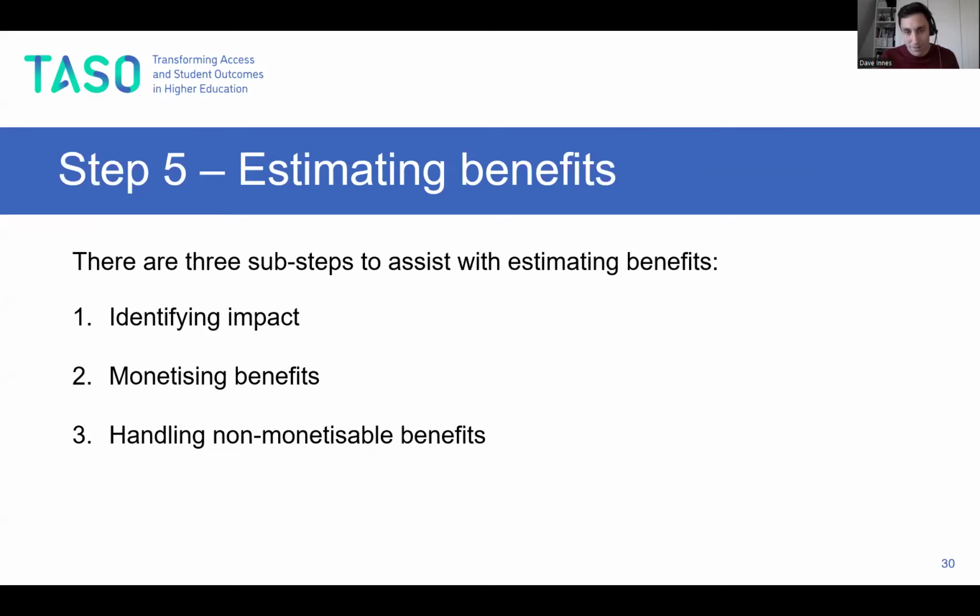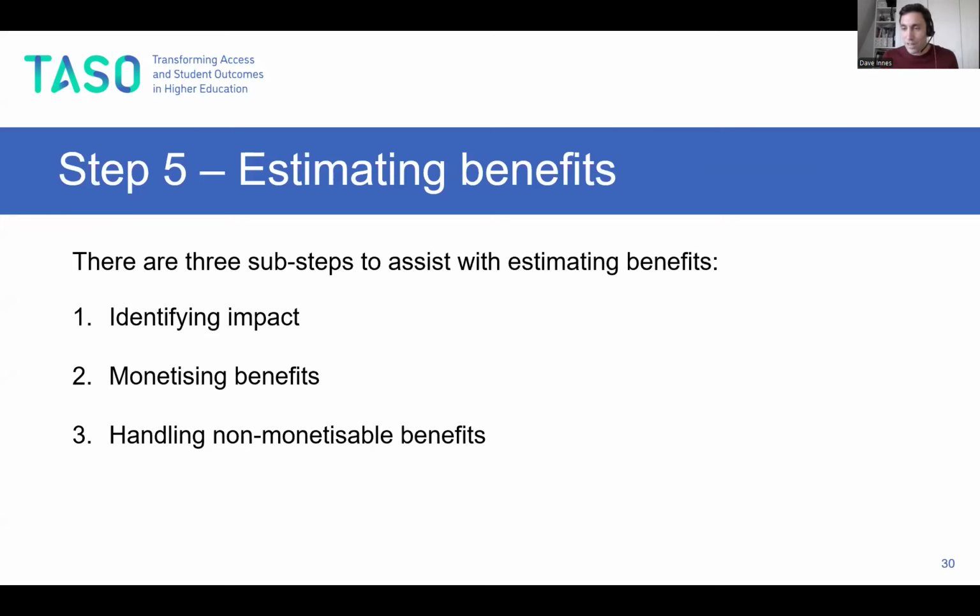Now, the next step is estimating benefits, which is the bit that requires the most work of the guidance. And as we said at the start, in terms of our stakeholder engagement, this was identified as probably the biggest challenge in implementing economic evaluation in HE. And so consequently, it does receive a good amount of focus in the guidance.